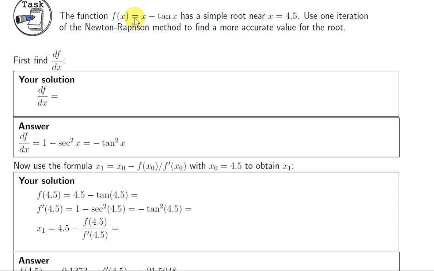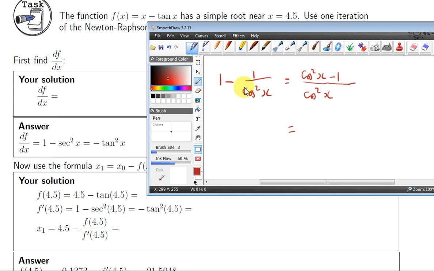Here's another example. f of x equals x minus tan of x. To use the Newton-Raphson method we have to take its derivative. The derivative of x is 1, the derivative of tan of x is sec squared of x. Now sec squared of x is the same as 1 over cos squared of x. And if you do some work here with trigonometric identities, you'll see that this is actually equal to minus tan squared of x. As a reminder, I'll just quickly go through this.